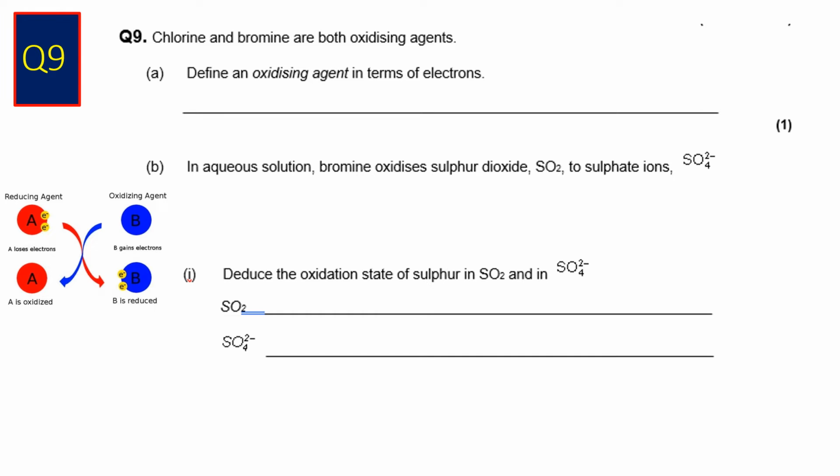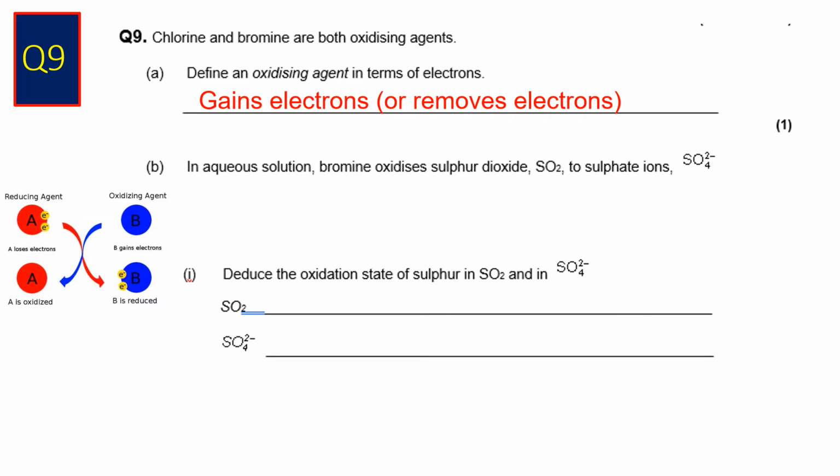Question 9 then. Chlorine and bromine are both oxidizing agents. Define an oxidizing agent in terms of electrons. This one was surprisingly poorly answered, or maybe 50-50 in the class. So an oxidizing agent gains electrons or removes electrons from something else. So in that process it gains them and it actually reduces itself. But you need to be referring to the electrons in this question.